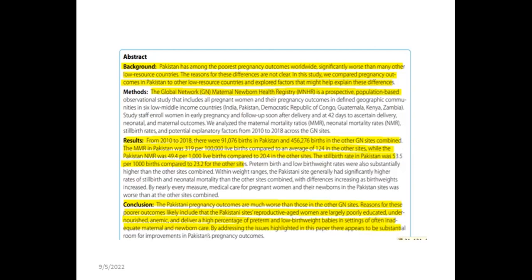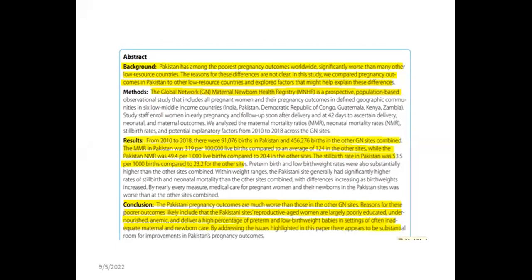The results from 2010 to 2018 include 91,076 births in Pakistan and 456,275 births in other GN sites combined. The maternal mortality ratio in Pakistan was 319 per 1 lakh live births compared to an average of 124 in other sites, while the Pakistan neonatal mortality rate was 59 per 1000 live births compared to 20.4 in other countries. The stillbirth rate in Pakistan was 53 per 1000 live births compared to 23 in other sites.